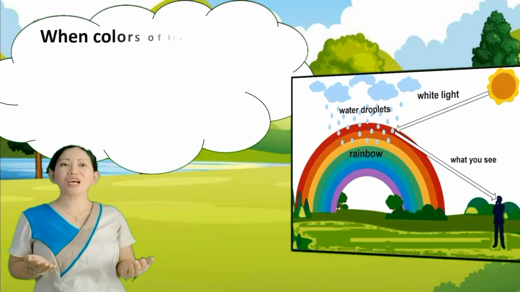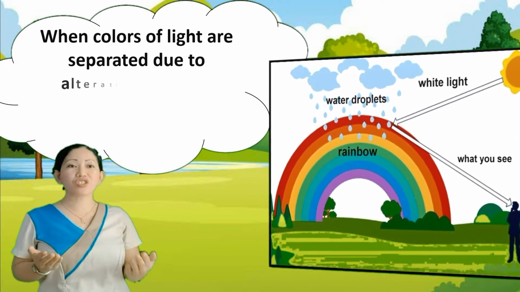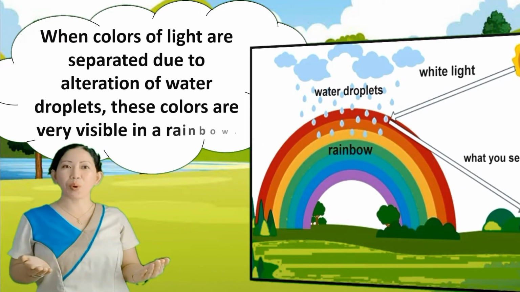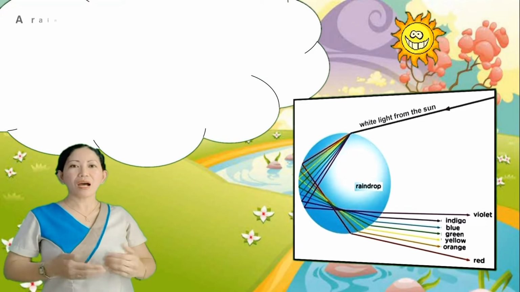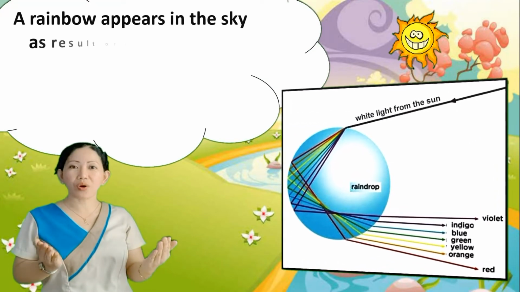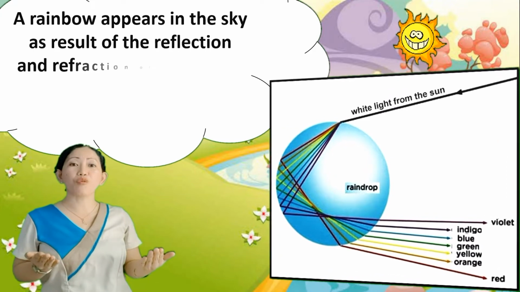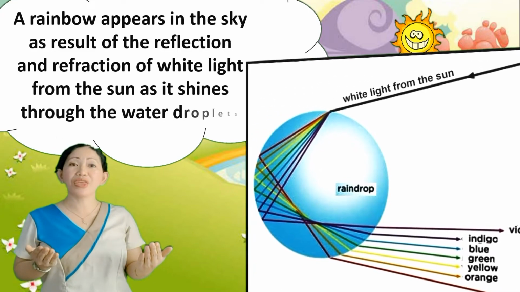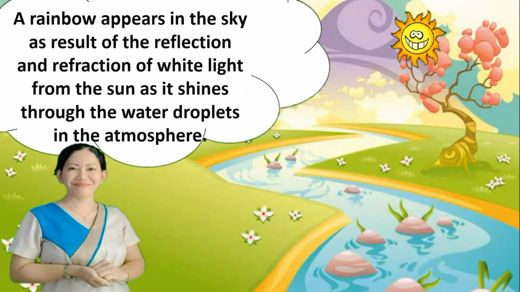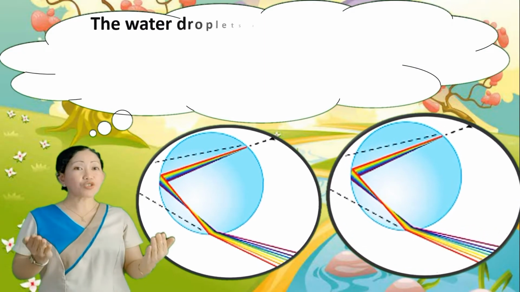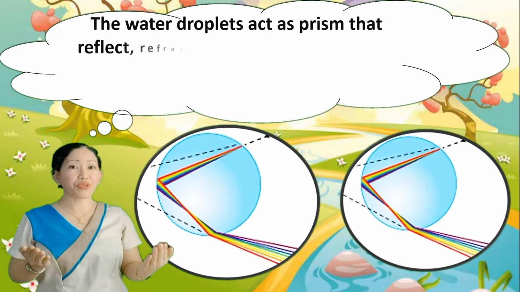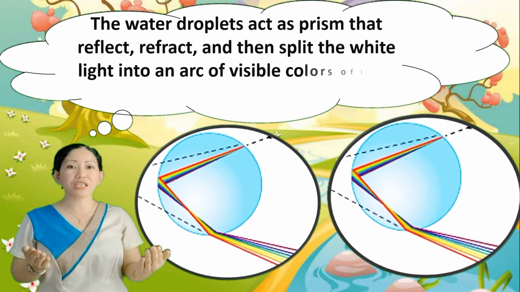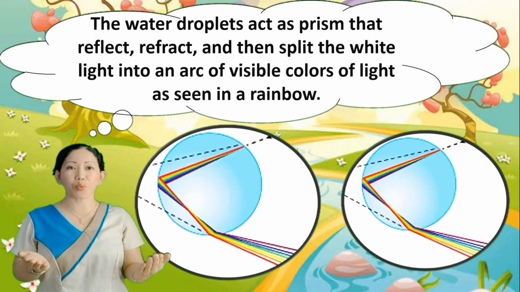When colors of light are separated due to refraction by water droplets, these colors are very visible in a rainbow. A rainbow appears in the sky as a result of the reflection and refraction of white light from the sun as it shines through the water droplets in the atmosphere. The water droplets act as prisms that reflect, refract, and then split the white light into an arc of visible colors of light as seen in a rainbow.